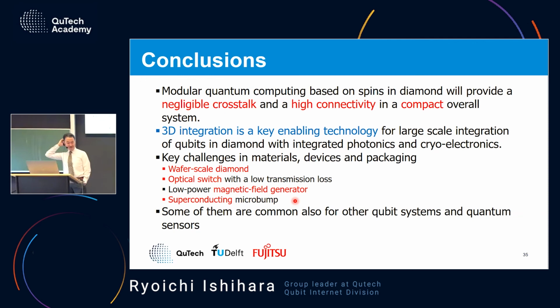So modular quantum computing based on spin in diamond has three contradicting demands: minimum, negligible crosstalk, high connectivity, and large scale integration. 3D integration is the key enabling technology of this modular quantum computing. I discussed several engineering topics: material, process, device and circuit.